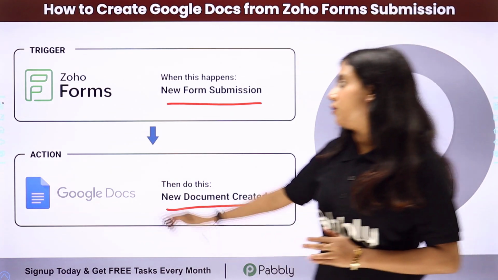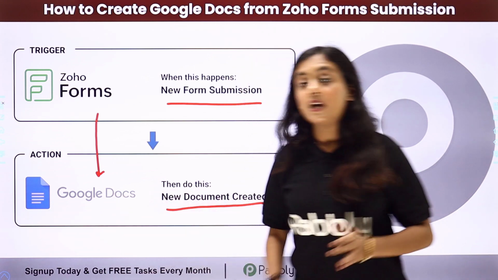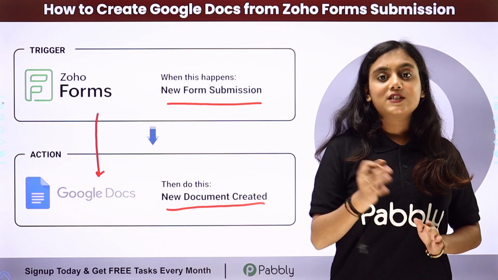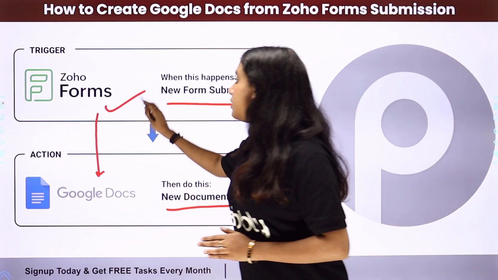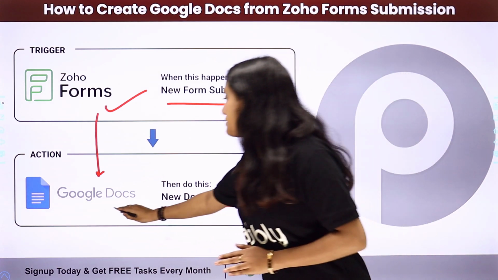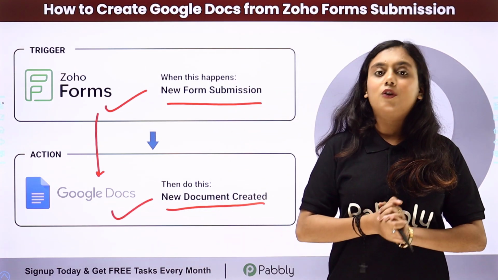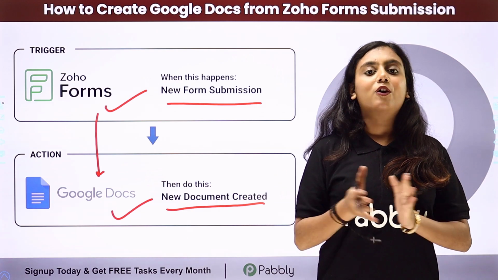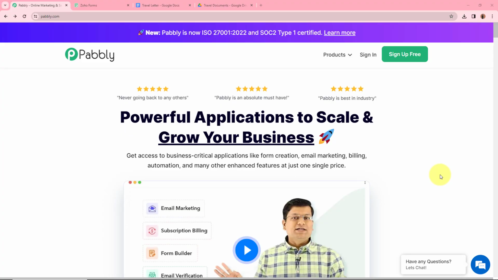For that, we have to create an automation between Zoho Forms and Google Docs with the help of Pabbly Connect. In this automation process, my trigger application is going to be Zoho Forms and my action application is going to be Google Docs. If you want to learn a lot more about this automation, let me take you all to my screen. In this video, we are going to learn how to create Google Docs from Zoho Form submission.